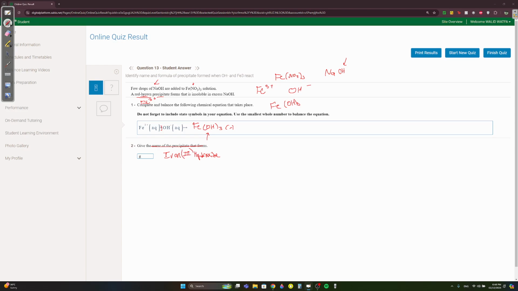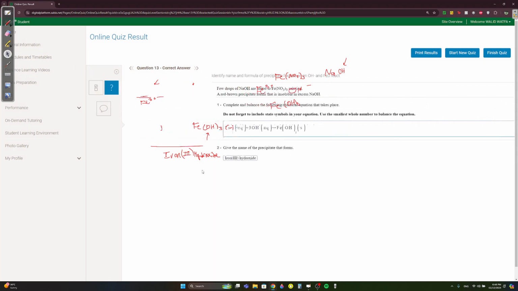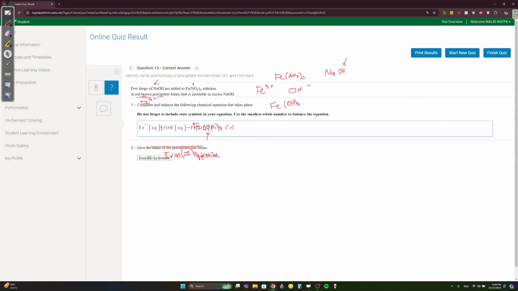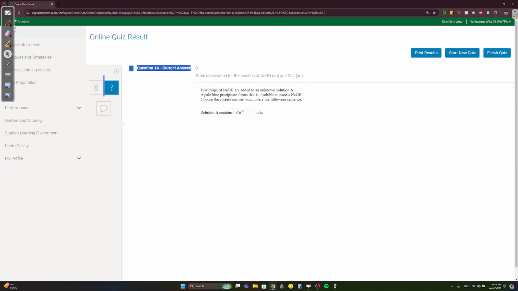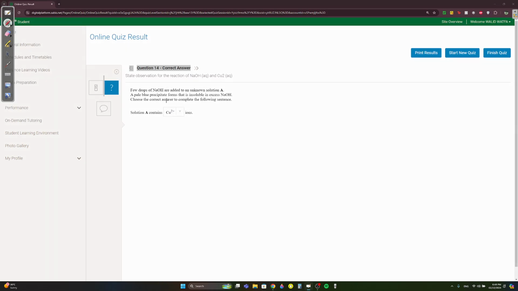Okay, and we put this in brackets. Let me just double check. Iron trihydroxide. Now for 14: a few drops of NaOH are added and you get a pale blue. Pale blue, quickly, you put copper.